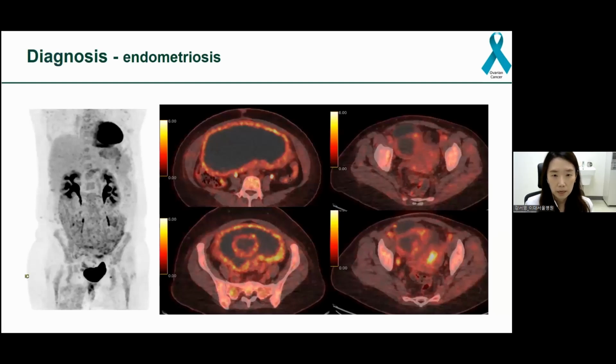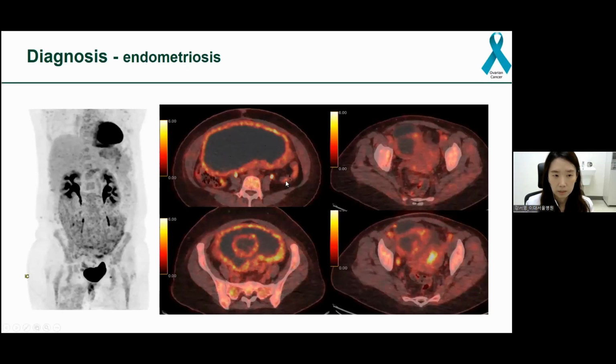And the other case also showed a large cystic mass with a hypometabolic portion in the abdominal pelvic cavity. So it's really similar to serous ovarian cancer. Can you suggest the other pathological finding of this type of tumor? Yeah, the pathologic finding was endometriosis.